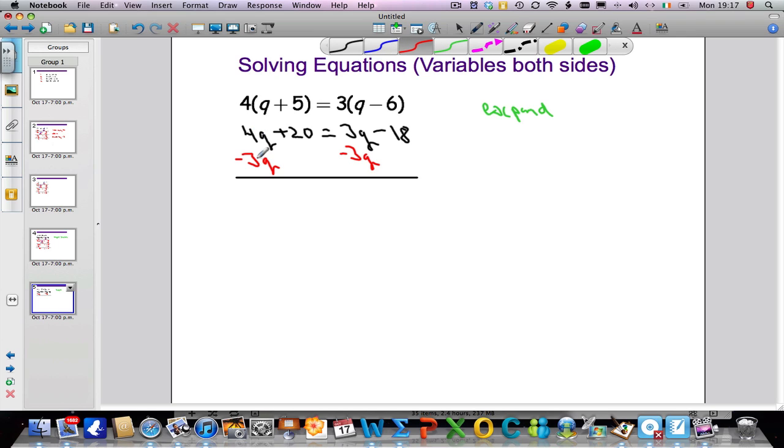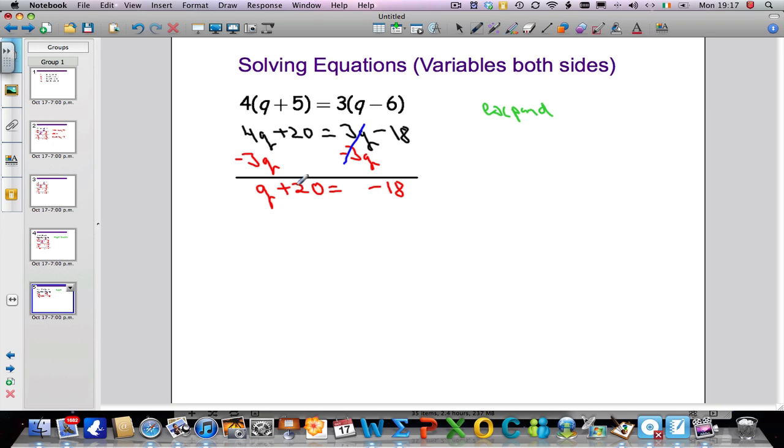Right, 4q take away 3q leaves us with 1q, or q as it's called normally. The 20, I haven't done anything with that yet, so I'm going to write it down. Just take it straight down. The equal sign again directly underneath. 3q minus 3q, they cancel out this time. And then we've still got this minus 18 on the right hand side.